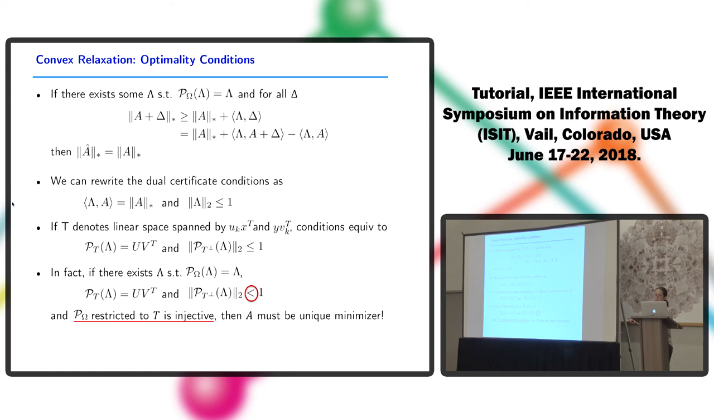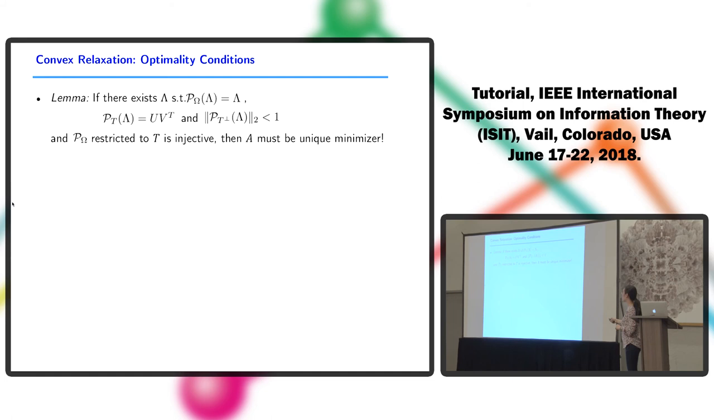And we can actually show how this follows using a sequence of steps. So I'll just show it here. Here's the lemma we want to prove. If there exists some lambda which satisfies these three conditions, such that it's only supported on omega, the projection onto T is UV transpose, and the projection onto the space orthogonal to T has spectral radius strictly bounded by 1, and you have that the sampling operator restricted to T is injective, then A must be the unique minimizer.